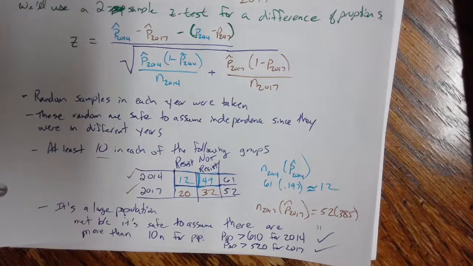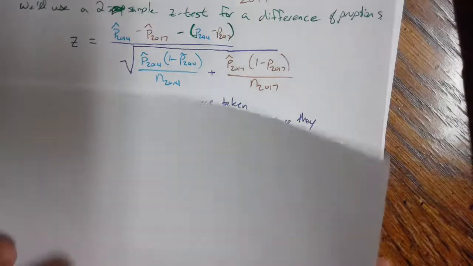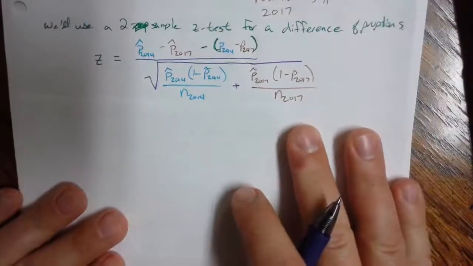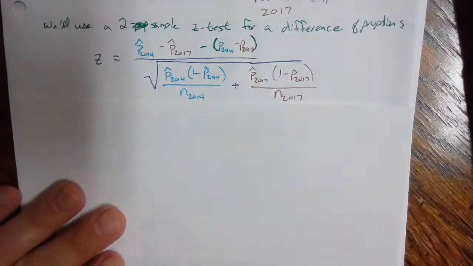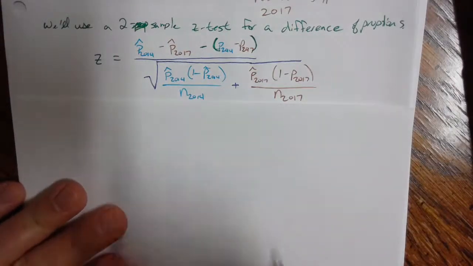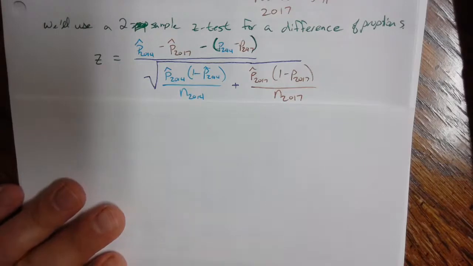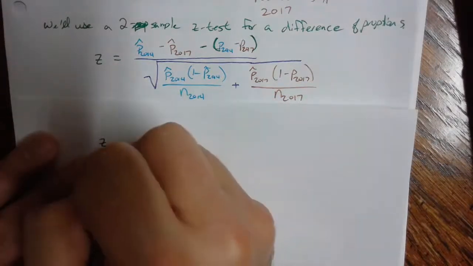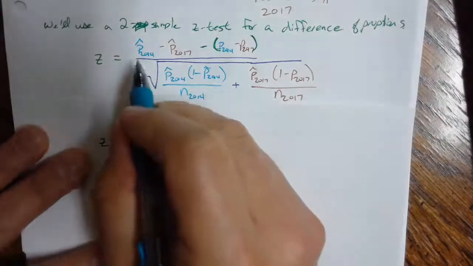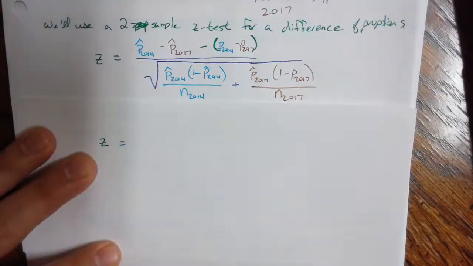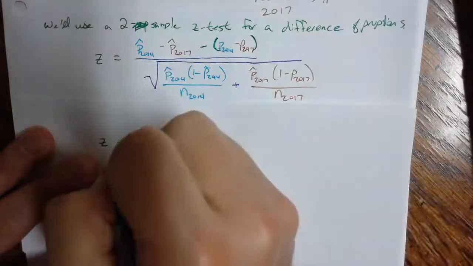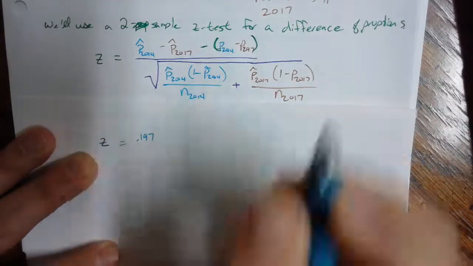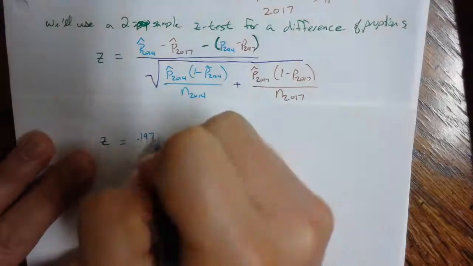So we're finally ready to do our calculations, and I want to leave this formula up as I fill in some of these things here. So we've got the formula, we've checked our conditions, we've got our hypothesis, we're finally ready to calculate our z-score. So what we're going to do is plug in some values here. So the proportion from 2014, that was 0.197, and the proportion from 2017, 0.385.